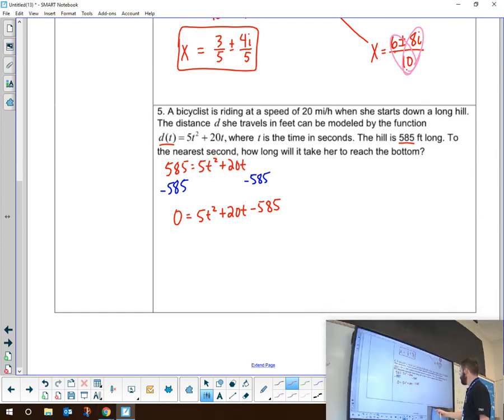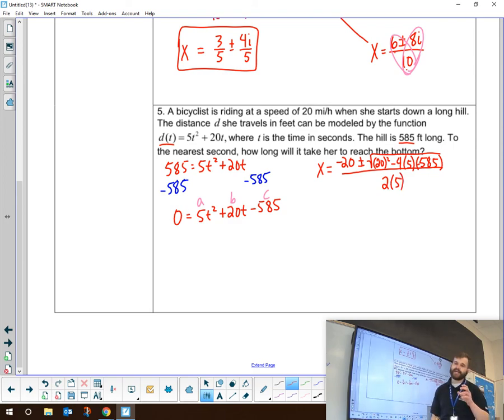So I'm going to go x equals opposite b. So my a is 5, my b is 20, my c is that big boy. So we're going to go x equals opposite b, so negative 20 plus or minus the square root of b squared, so 20 squared minus 4 times 5 times negative 585, all over 2 times a, and a is 5, so 2 times 5.